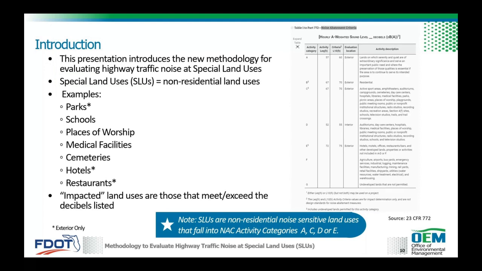So the table on the right of this screen shows Table 1 to Part 772 and lists several types of land uses alongside their noise abatement criteria, or the noise levels at which impacts are identified. Noise barriers are evaluated if noise levels are predicted to meet or exceed these decibel criteria listed in the table. The criteria are referred to as the Noise Abatement Criteria, or NAC, and the evaluation locations for special land uses can include both interior as well as exterior areas for some, but not all, land use types.